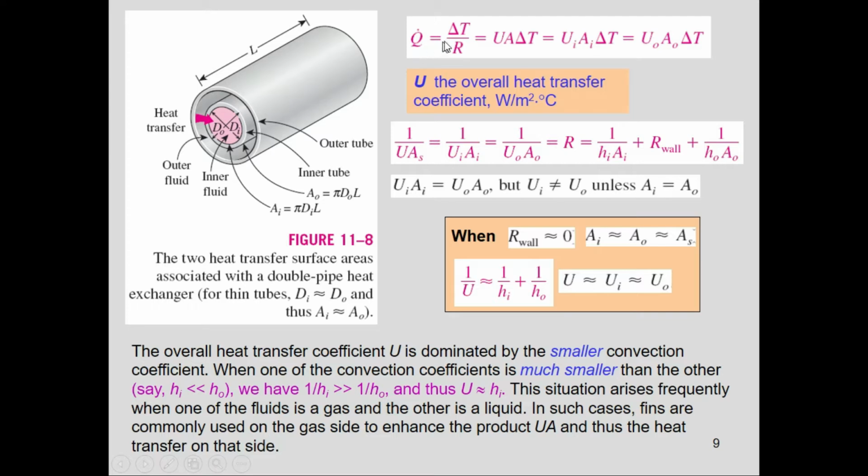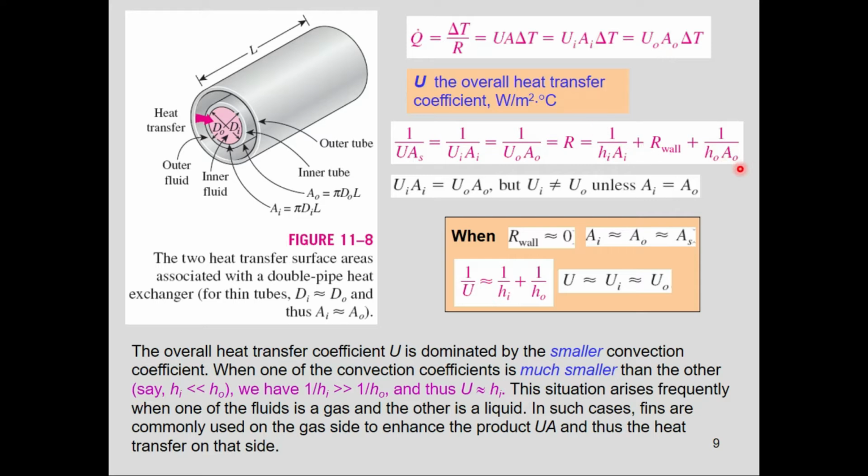The rate of heat transfer is directly proportional to the temperature difference and inversely proportional to the resistance, or we can simply say that the rate of heat transfer is equal to U A delta T, where U is known as the overall heat transfer coefficient, A is the surface area and delta T is the temperature difference. U has the unit of watt per meter square per degree centigrade, similar to the ordinary convection heat transfer coefficient, which is represented by h, and it has the same units. If we cancel the delta T from this equation, we will ultimately come up with this equation, right?